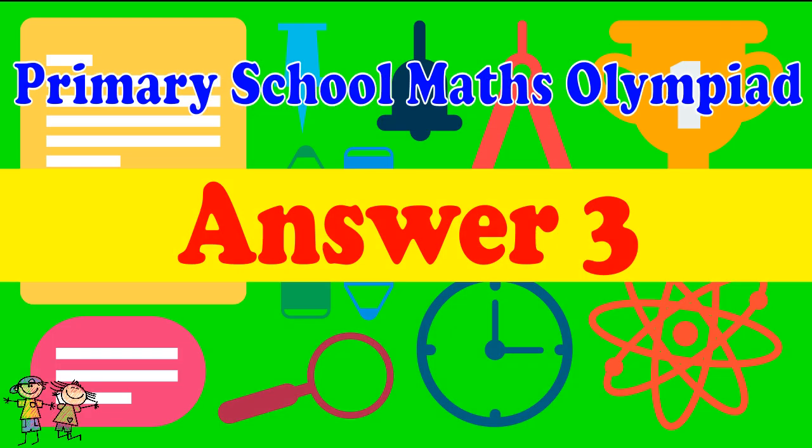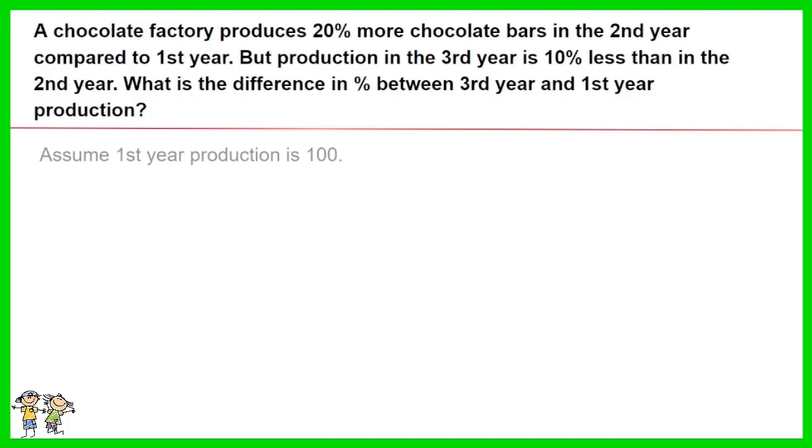Answer for question 3. For ease of calculation, let's assume the first year production is 100 chocolate bars. Given that the second year production is 20% more than first year, thus second year production equals 100 times 1.2, which equals 120 chocolate bars.